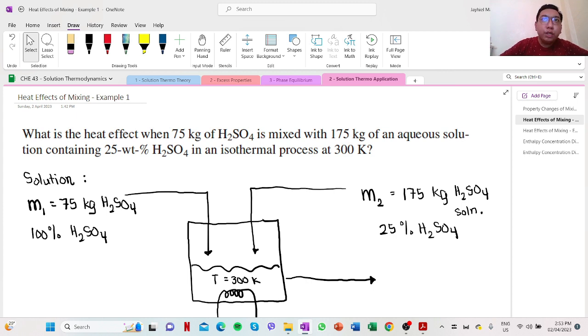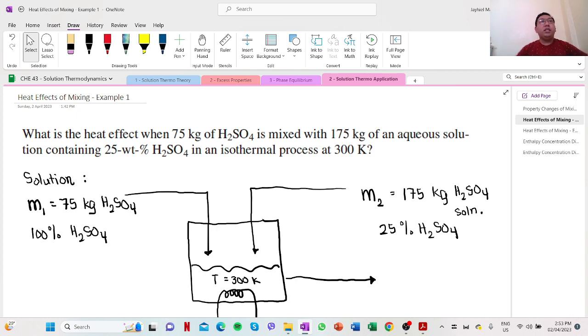I will be showing you my solution for an example problem related to heat effects of mixing. I got this word problem from Introduction to Chemical Engineering Thermodynamics, 8th edition, by Smith and Van Ness.